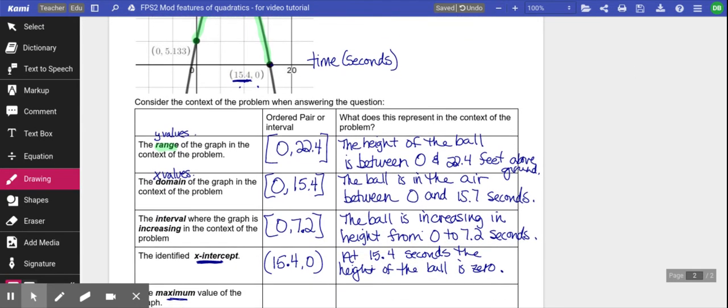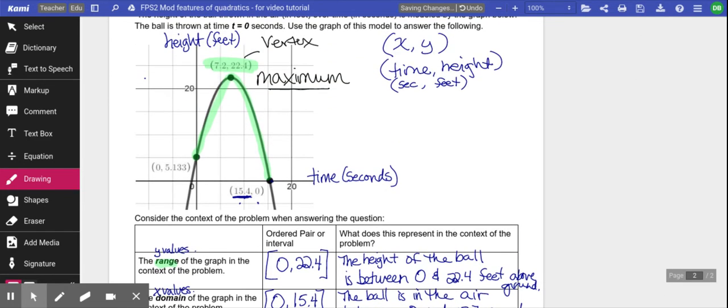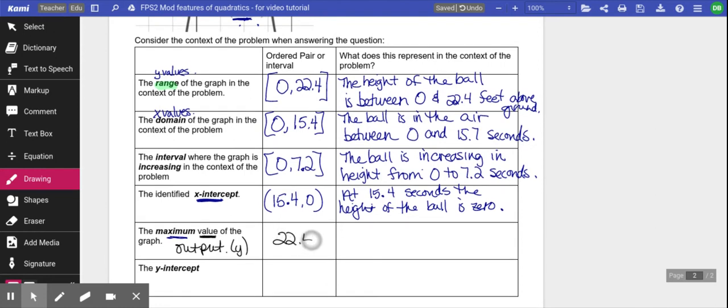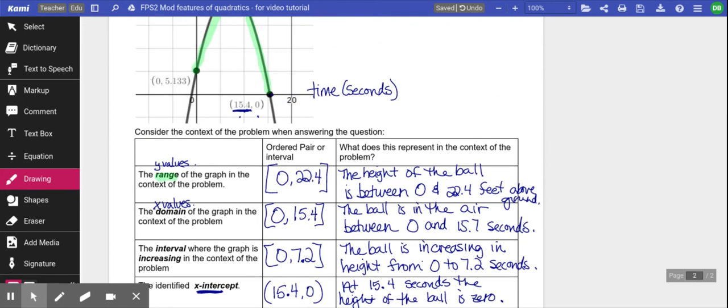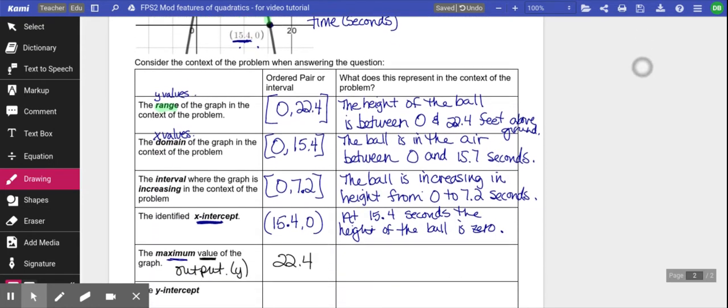And our question here is saying, what is the maximum value? And remember, when we're looking for our maximum value, we're looking at what is that output, or the y value. Okay, so the highest that this ball goes is going to be the y value, 22.4. So what does that mean? It means that our ball reaches a maximum height of 22.4 feet before it starts falling to the ground.